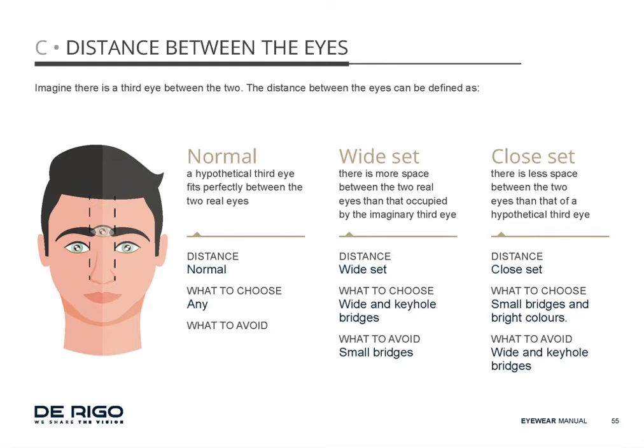For normal set eyes, you can choose any. For wide set eyes, you should choose wide and keyhole bridges and avoid small bridges. For close set eyes, you can choose small bridges and bright colors, but avoid wide and keyhole bridges.